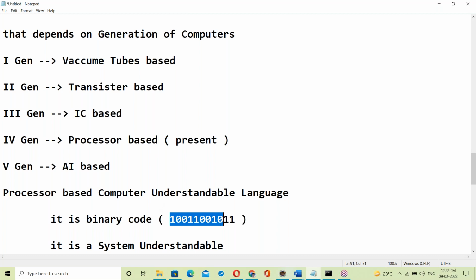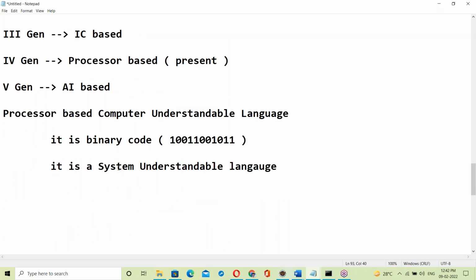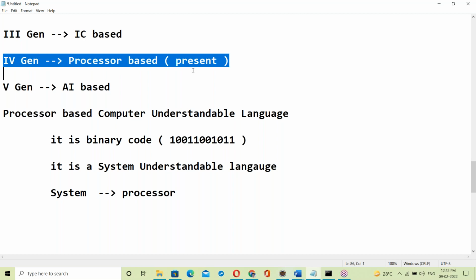Yes, it's a system understandable language. The system is a processor. Now, the present generation is processor based, so it is a processor understandable language.